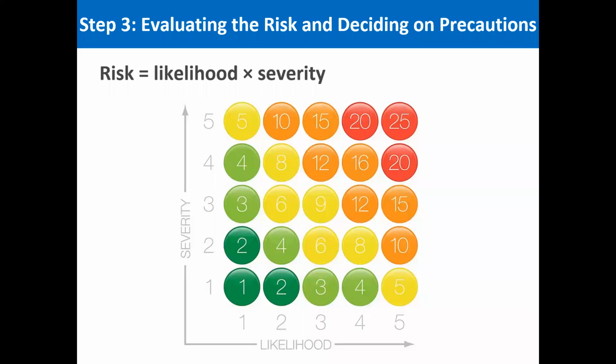Sir, for H2S, likelihood is 3 points. And severity, H2S is 5 points. It can cause extremely serious damage. So it comes with a whole risk of 15 points. 15 risk rating as far as H2S is concerned.